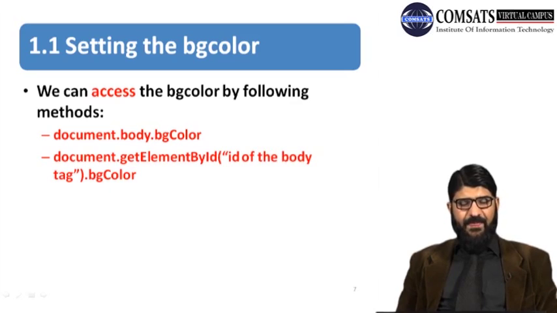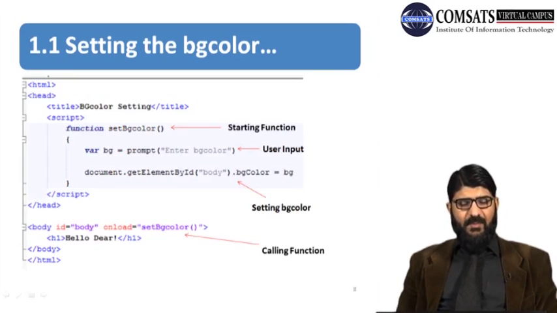document.getElementById, where getElementById is the method to find a web element using the element ID, and the element ID is the ID of the body tag. So the body tag is mentioned here, and then .style.backgroundColor will set the background color for the body tag. Let's see the code for setting the background color.